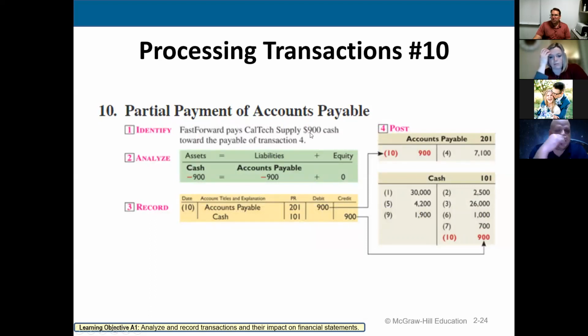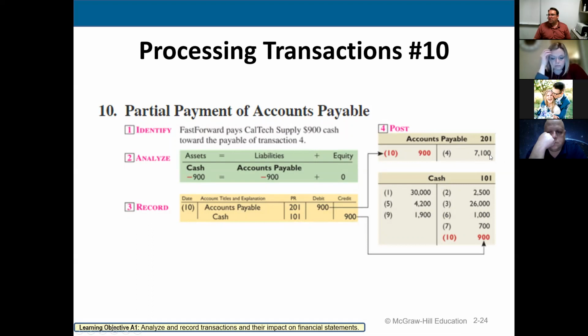All right, here's a partial payment on our accounts payable. So we pay $900 cash toward the payable. And so here you can see our cash is going down because we're paying 900 in cash, and our liability or debt is going down by 900. So since liabilities decrease with a debit, our debit entry will be the account payable, and assets decrease with a credit. That's how we'll set it up.